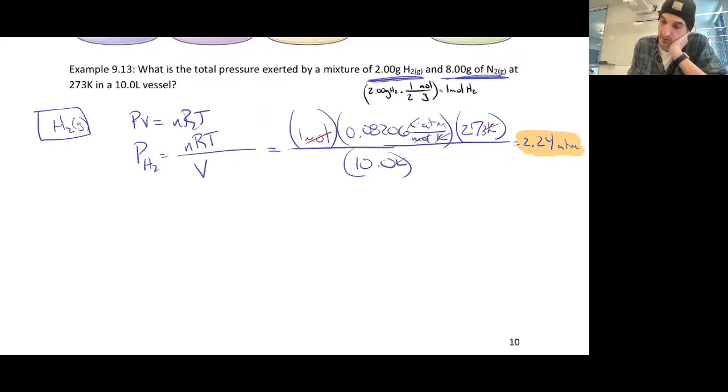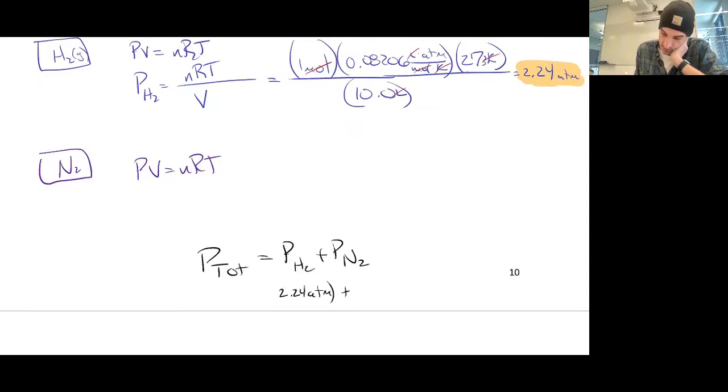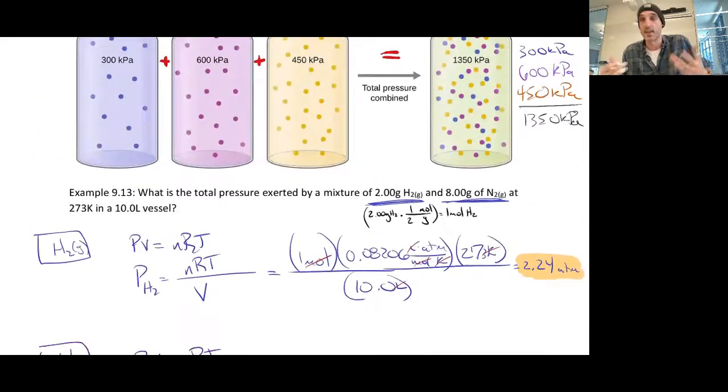And so now we need to take a look at, well, what is the pressure exerted by the nitrogen? So the nitrogen gas, we're going to do the same exact thing, PV equals nRT. We're going to substitute those in, and I'll let you guys solve this. But ultimately, the total pressure is equal to the pressure of the hydrogen plus the pressure of the nitrogen. So I've already got the 2.24 atmospheres plus whatever you guys get for that is going to equal my total pressure. Okay, so that's Dalton's law. Partial pressure is basically just saying we combine all of the parts, and that's the total pressure.